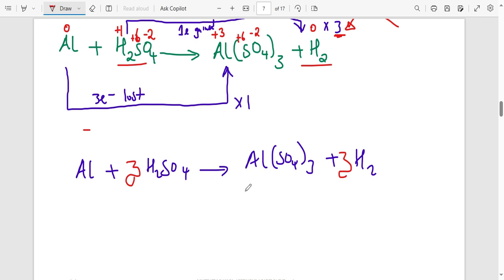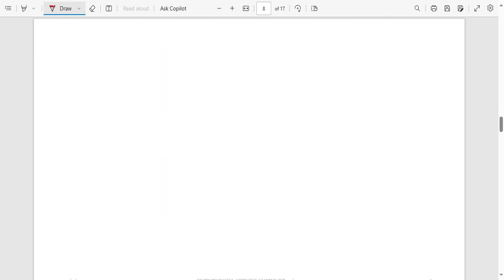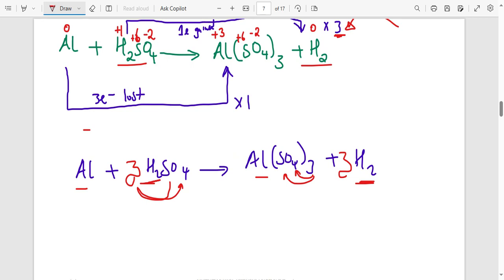Okay. So when we do this, after you finish doing that, now just inspect your equation. Aluminium 1, that is okay. We have got 6 hydrogens, that is also okay. 3 sulfur, also 3 sulfur, that is okay. 3 by 4, 12 oxygens, also 12 oxygens, so that is okay. So that is how you balance an equation by oxidation number method. It is as direct as that.